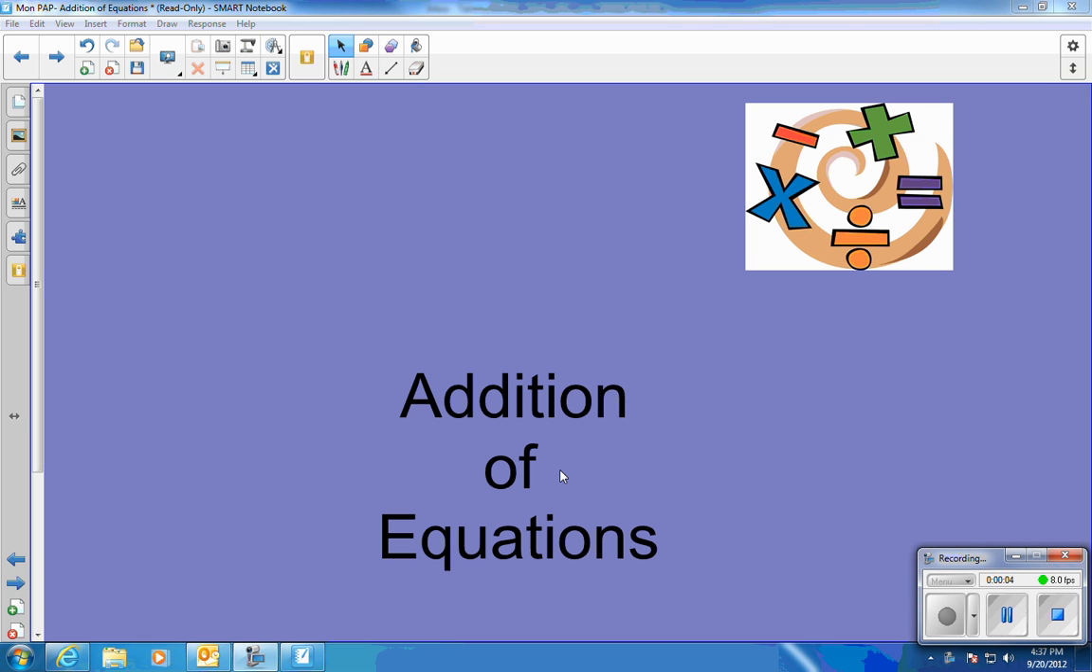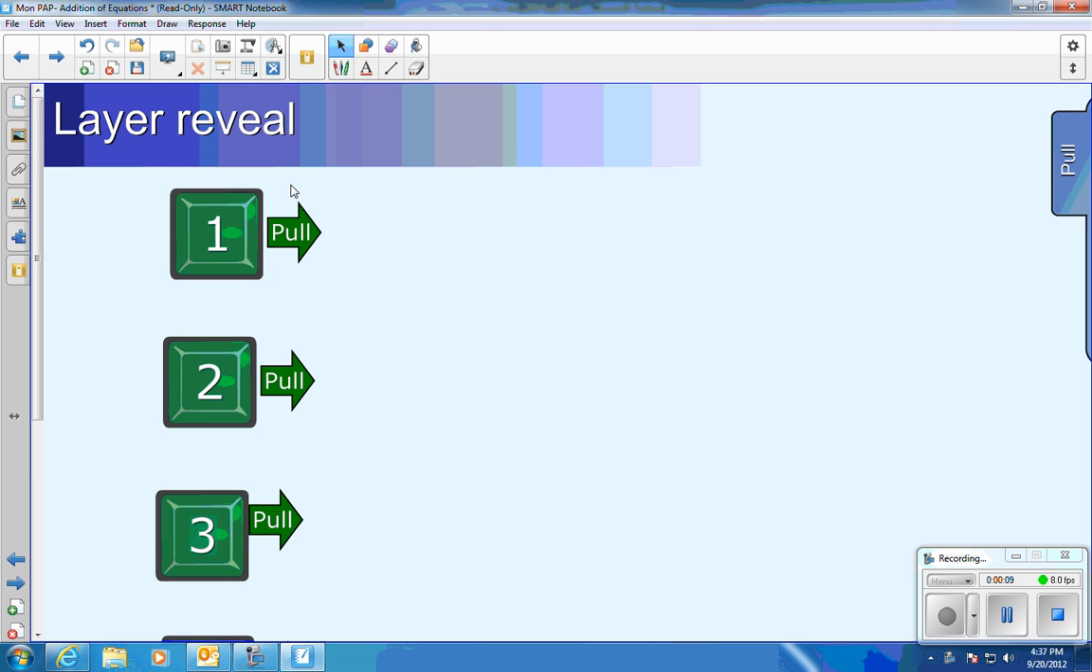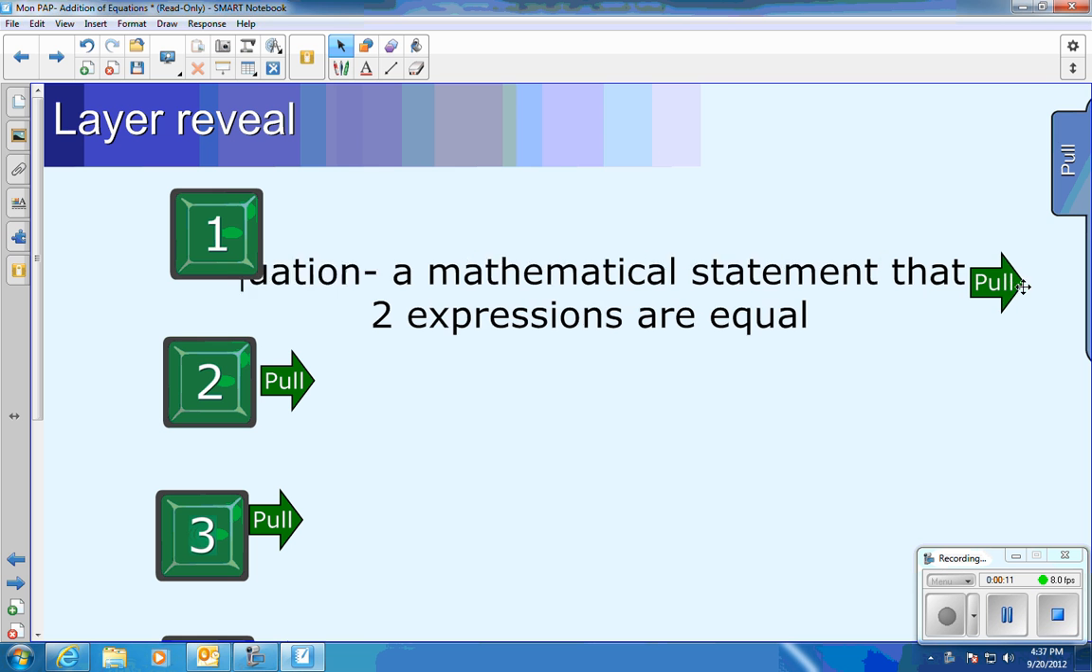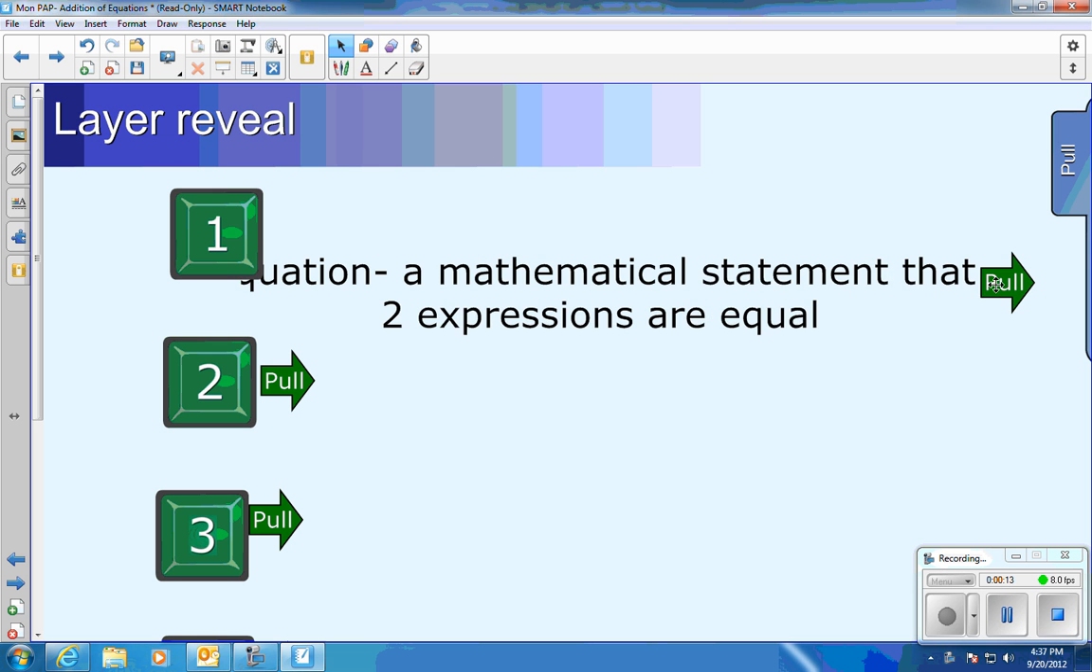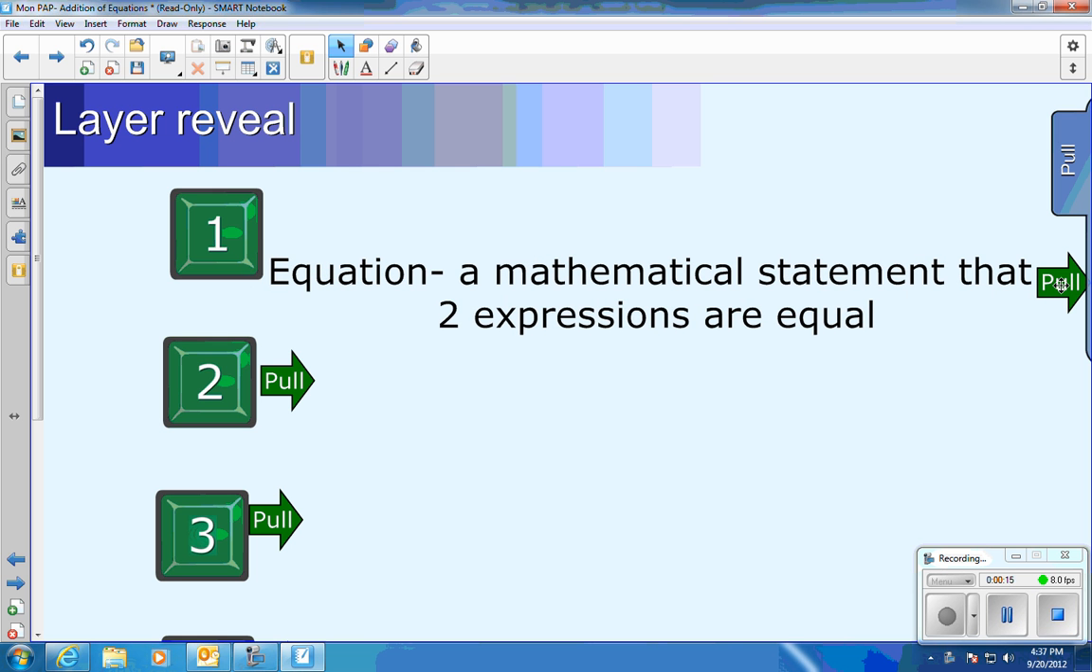Today we're going to be talking about addition of equations. So first we need to talk about a little bit of vocabulary. Your first term is equation. An equation is a mathematical statement that two expressions are equal. So if we're showing it's equal, it means it has an equal sign. So there are two sides with an equal sign.